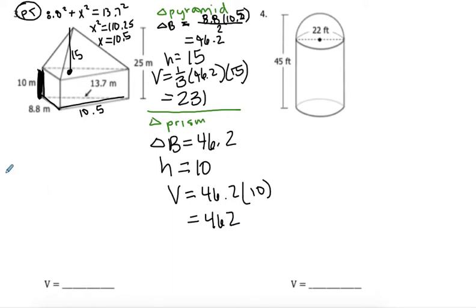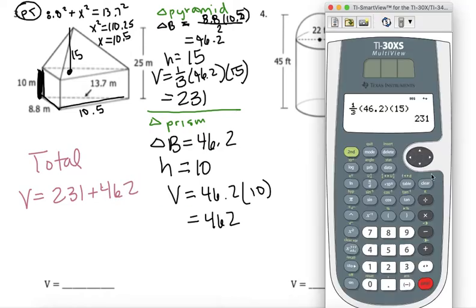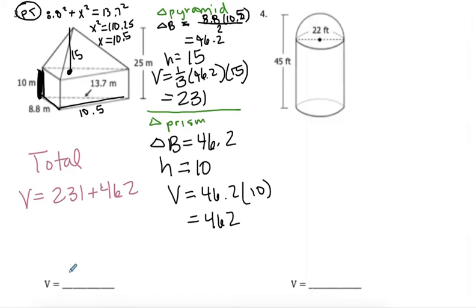All right, so overall, total volume, we're going to take our 231 and add it to the 462. So in my calculator, I can add that. I already have 231 pulled up plus the 462, and this is where I'd get 693. And my units, we have meters cubed. And that's really big if that's our meters.